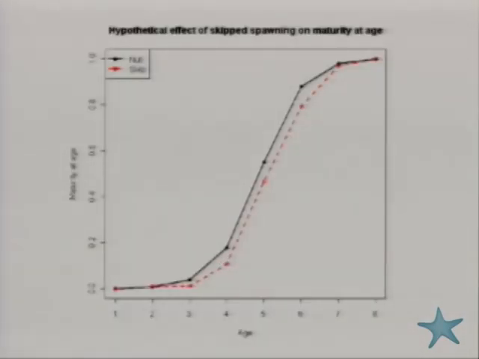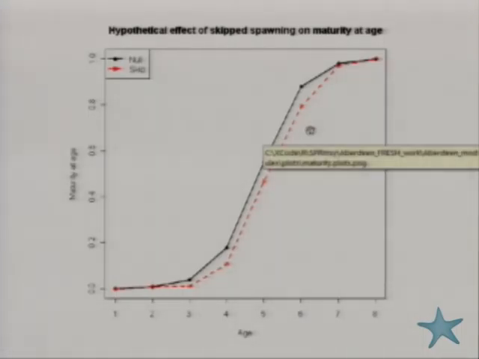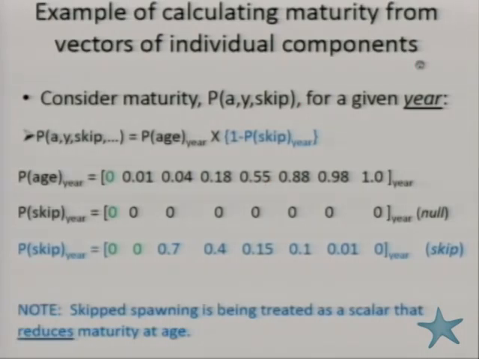And then if we look at how that affects not having skipped spawning versus having skipped spawning, you see the curve is a little bit lower, but not tremendously so, primarily because I put the greatest fraction of skipped spawning at these younger age classes. That seemed reasonable, but they also had the lowest maturity to begin with.